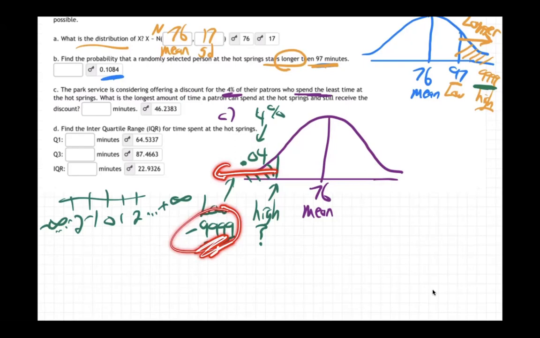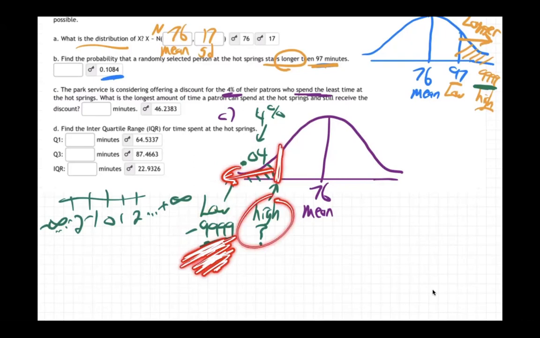Math is made up to represent reality. It doesn't perfectly do that. For the purpose of the calculator, whenever a graph goes left forever, negative infinity, we're going to put in negative 9999. That's negative infinity to the calculator. The high, we don't know. That's what we're trying to figure out. Like, what is this mark that's the top of the 4% section? So we're going to go to the calculator and put that stuff in.